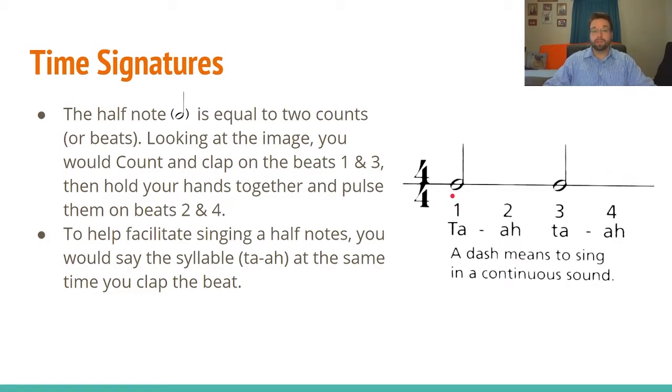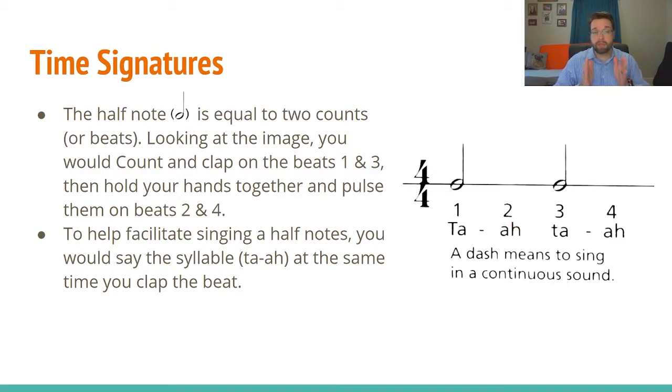So the half note gets 2 beats. We see here, here's a half note, here's a half note. Beat 1, beat 2. The half note is reiterated on beat 3 and held on beat 4. We know these are going to be held because we see this little dash here between 1 and 2 and 3 and 4. This little dash means for us to sing a continuous sound between beats 1 and beat 2.